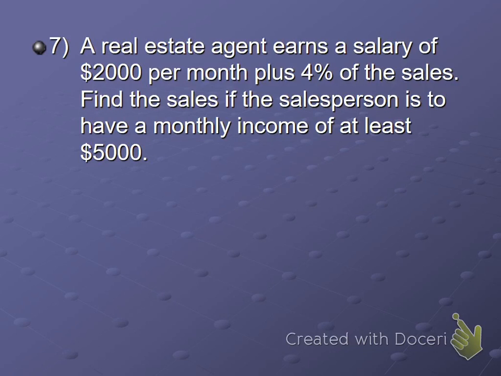A real estate agent earns a salary of $2,000 per month plus 4% of the sales. Find the sales if the salesperson is to have a monthly income of at least $5,000. Okay. So we want her, him, whoever, the salesperson, to make at least $5,000. They get income 2 ways. They get $2,000 right off the bat and 4% of the sales.